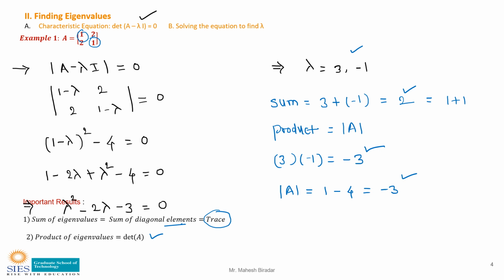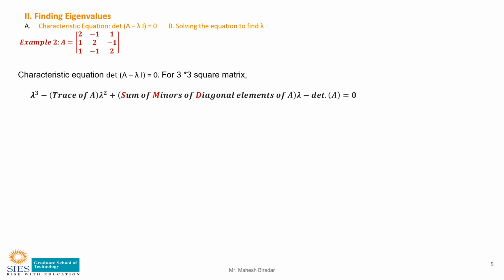Now let us calculate eigenvalues of a 3 by 3 matrix. There is a rule. Here I want the trace of A, I want the sum of minors of diagonal elements of A, and I need the determinant of A. Using these, we can directly write the characteristic equation of the given matrix. So I'm going to solve this equation by using this rule.